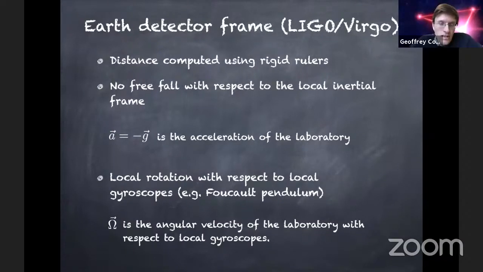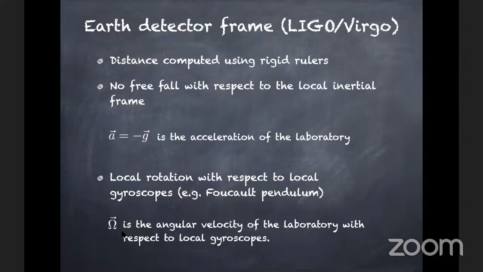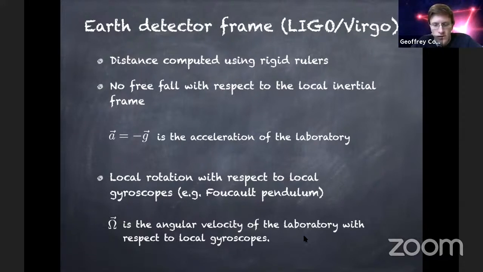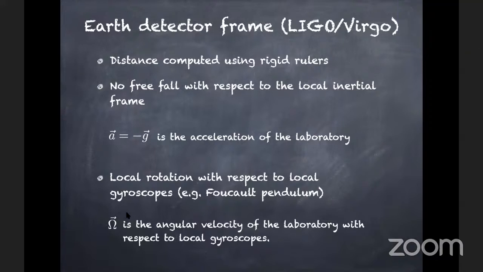So, and also we are attached to the Earth, so we are not in free fall. There are two effects due to the fact we are on Earth. There is an acceleration, which is minus the gravitational acceleration of the laboratory, that prevents us from being in free fall. And there is a local rotation with respect to local gyroscopes, the fact that our coordinate system rotates. So we need the angular velocity of the laboratory with respect to the local gyroscopes, which are locally freely turning. So these are the two effects.